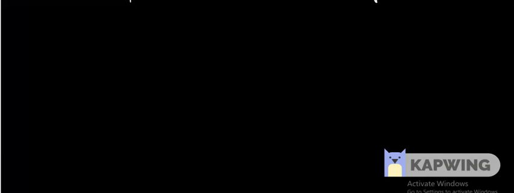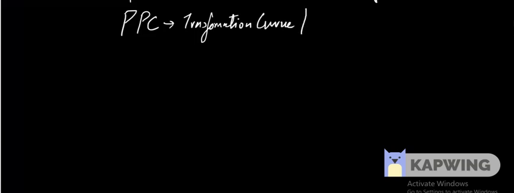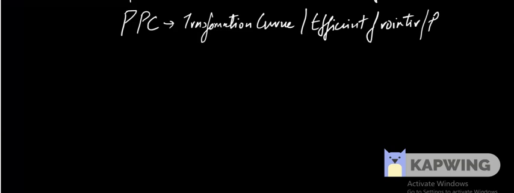Hello and welcome to the first lecture on microeconomics on the production possibility curve. The production possibility curve is also known as the transformation curve, or the efficient frontier, or the production possibility frontier.